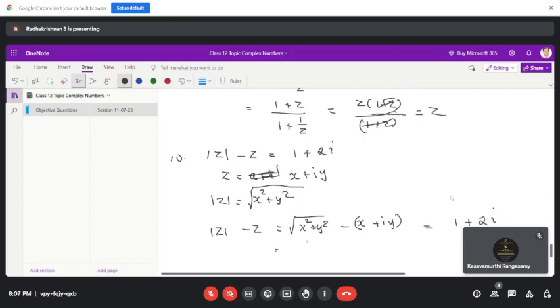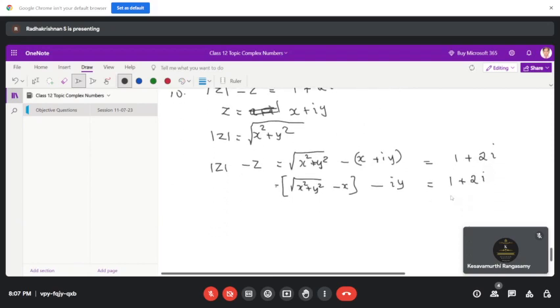So now we can equate the real and imaginary parts, because in an equation like this you can equate the real and imaginary parts. So root of x square plus y square minus x is your real term, minus iy is the imaginary term. So from this you can see that minus y is the imaginary term here, 2 is the imaginary term here. So minus y equal to 2, that means y equal to minus 2. Okay.